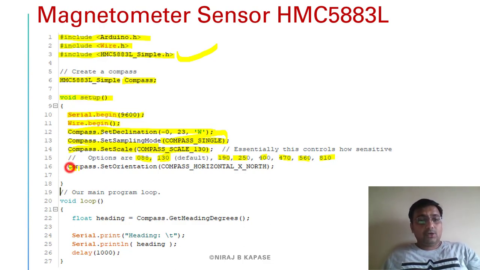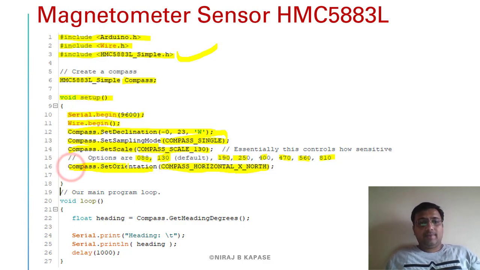Also we can do compass.setOrientation. We can set the orientation as horizontal, with the axis facing horizontal, so COMPASS_HORIZONTAL_X_NORTH. Okay, so this is how you fix your IC and all. This sets the orientation, and based on that orientation it gives the output.